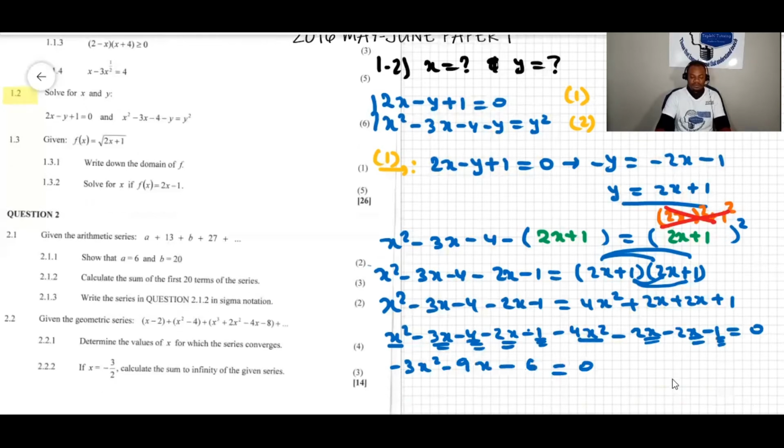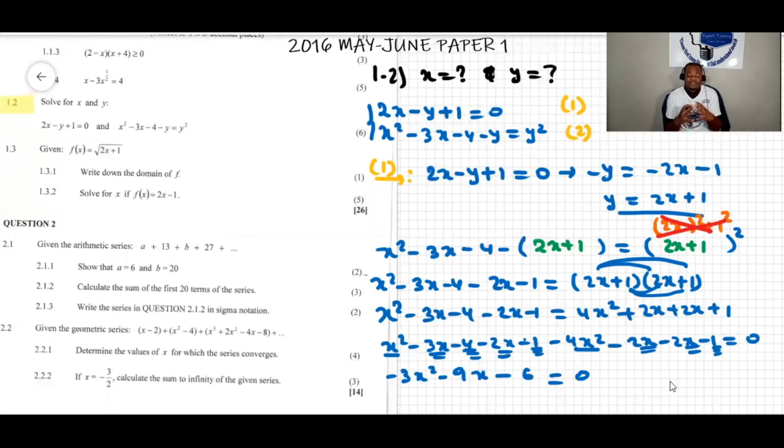Now that we have reduced equation 2 into a quadratic equation of one single variable x, what next? We can solve this, but we notice there is a multiple. Each term here is a multiple of 3, and because we have a negative 3 in the first coefficient, I prefer to divide the whole equation by negative 3. We divide each term by negative 3.